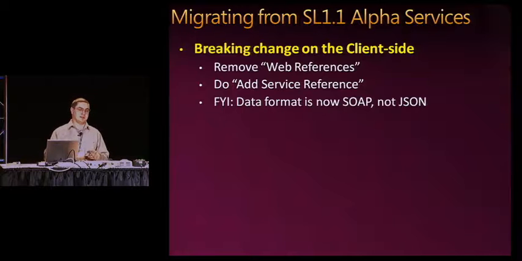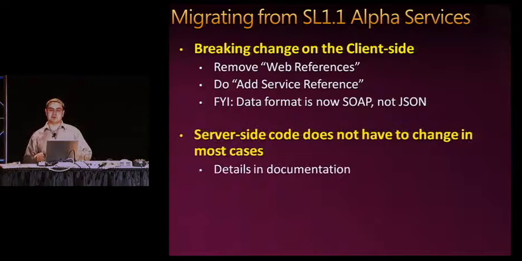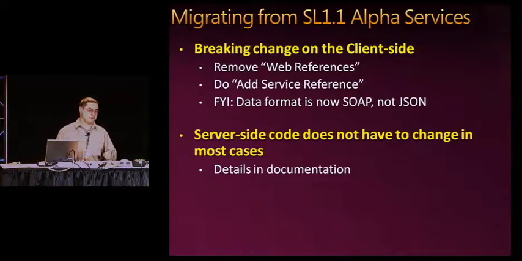And the data format used to be JSON in Silverlight 1.1 alpha. It is now actually SOAP. But despite that, you normally don't need to change any code on the server side. And it seems kind of counterintuitive because the format changed. But actually, the most common server-side technology for 1.1 alpha was ASP.NET AJAX JSON, and it actually supports SOAP by default as well. And so most of the time, your server side will not have to change. There's many more details in the documentation. I don't want to spend too much time on migration.